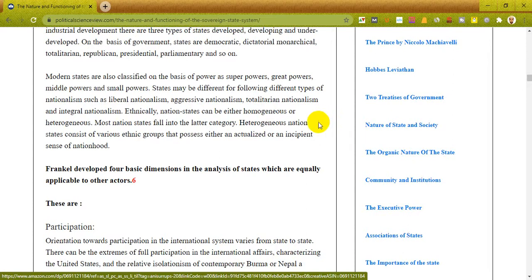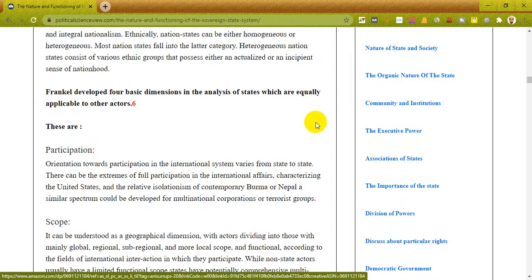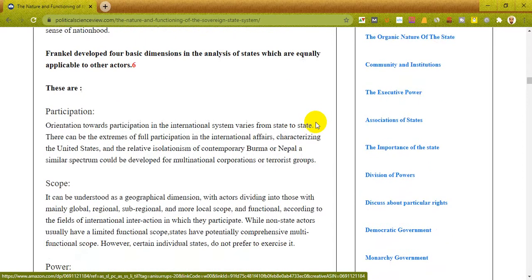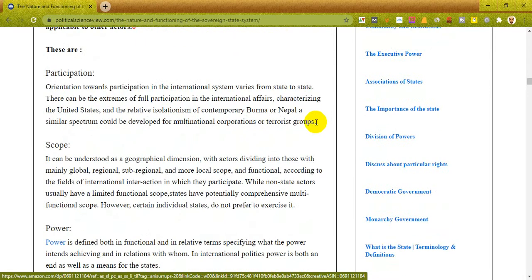Frankel developed four basic dimensions in the analysis of states which are equally applicable to other actors. These are participation. Orientation towards participation in the international system varies from state to state. There can be the extremes of full participation in the international affairs, characterizing the United States, and the relative isolationism of contemporary Burma or Nepal. A similar spectrum could be developed for multinational corporations or terrorist groups.